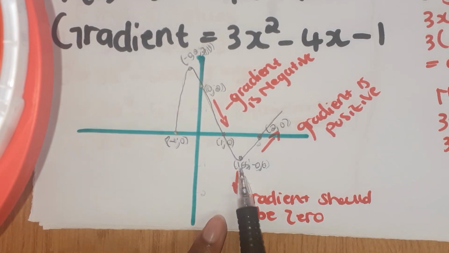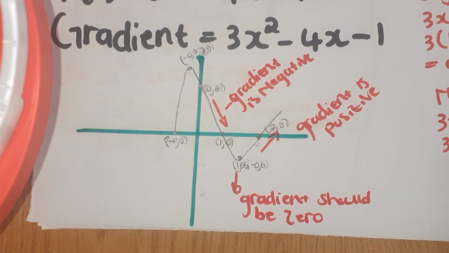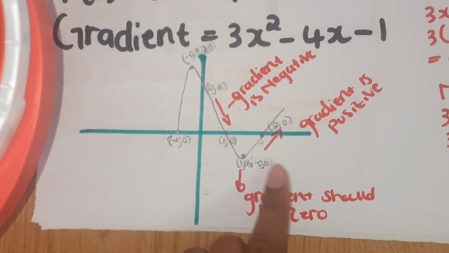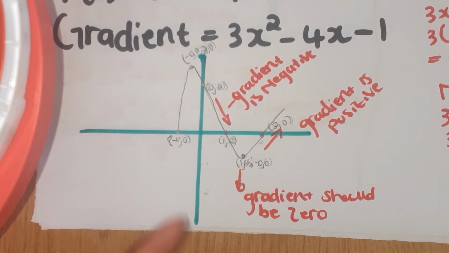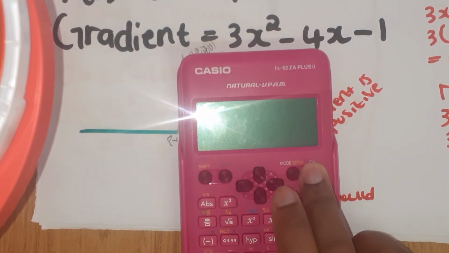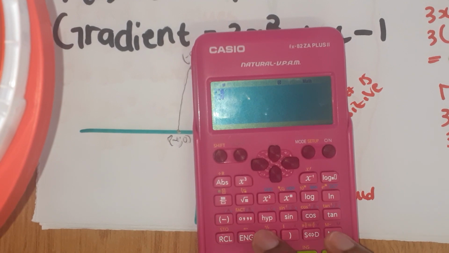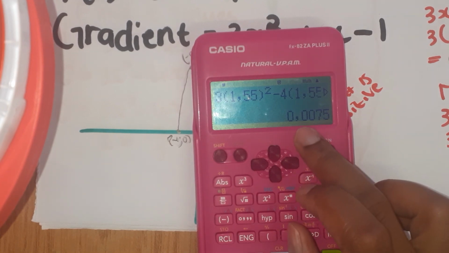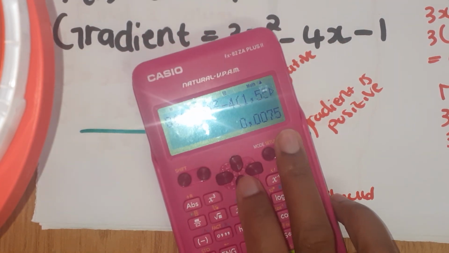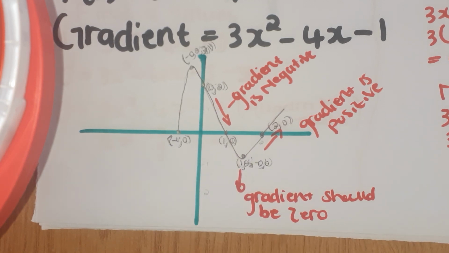So at your turning points, here on the turning point, your gradient should be 0. So here you can substitute this value of x, which is 1,55, into this equation, and you'll get 0. 1,55 squared minus 4 into 1,55 minus 1, and that is 0,0000. You see, yeah, that is 0. So here our gradient should be 0.